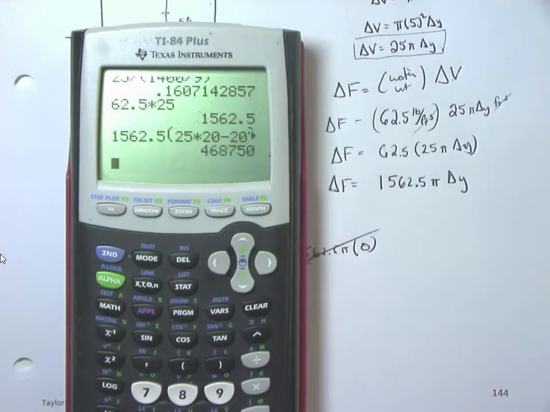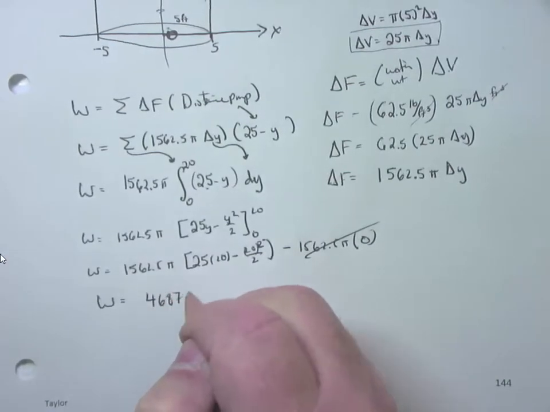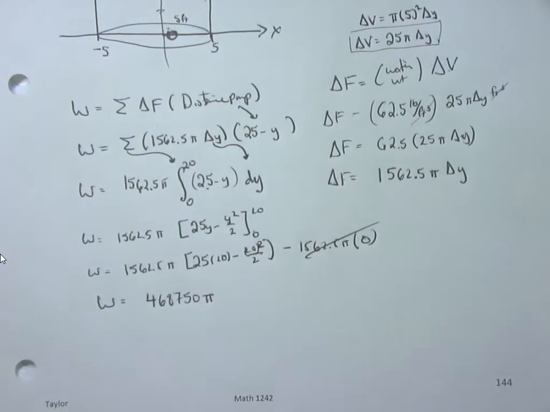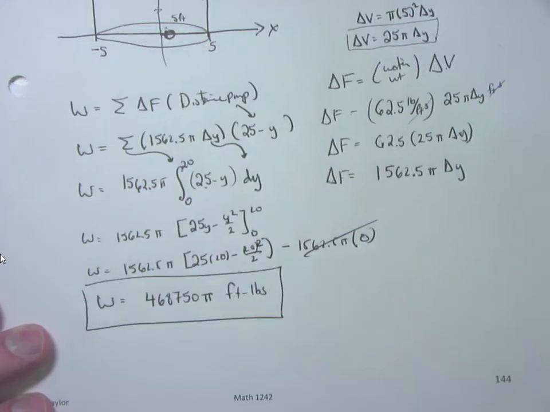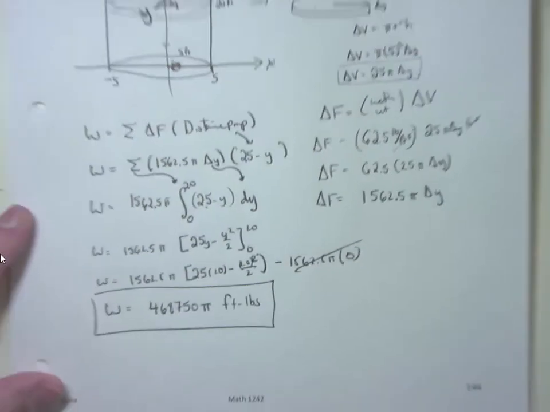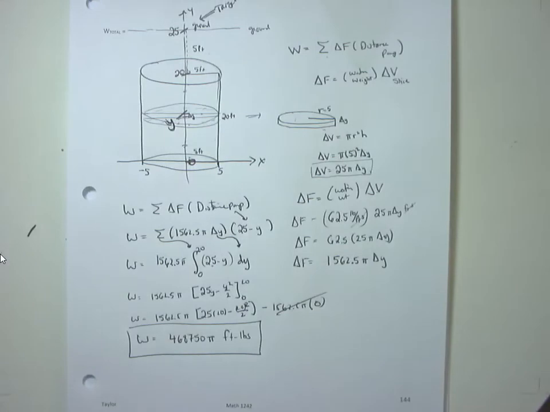I end up getting what? I get 468,750. Stick the pi back on there, and you got to put me units. No units, no credit. What is the answer to this problem? We found work in the English system. What is it? Foot-pounds. Does that make sense? It looks like a large amount of work, but if you do enough of these kind of problems, you're going to catch a pattern very quickly.